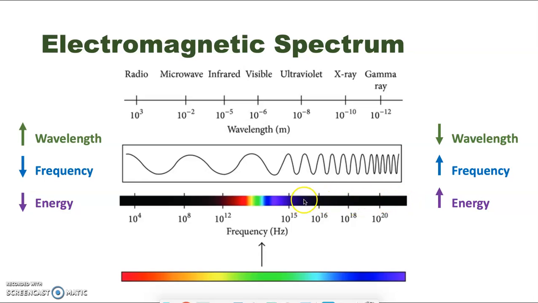Now that doesn't mean there isn't light happening outside of this range. It's just that we can't see it. So we know that UV light exists because it gives us a sunburn. We can use X-rays, they go right through our bodies to take pictures of our bones. But we just can't see them with our eyes. Our eyes do not detect those wavelengths. So we have instruments that can do it for us.